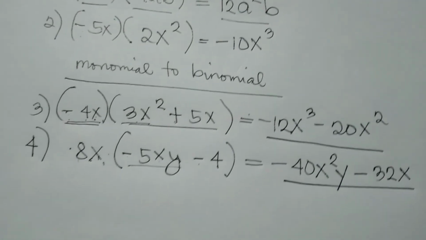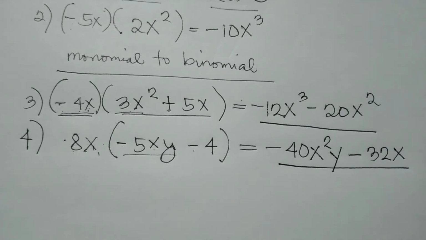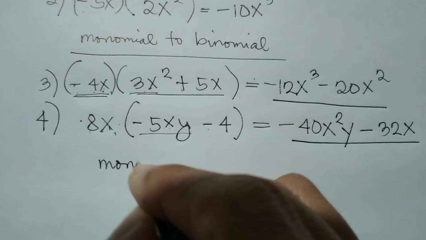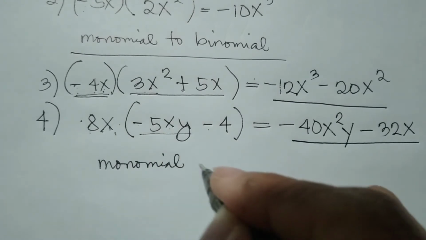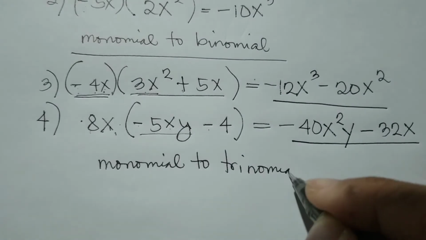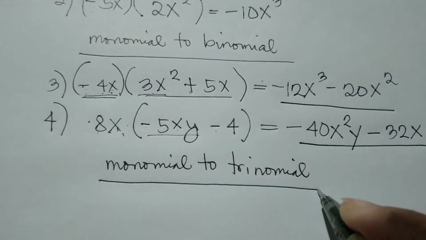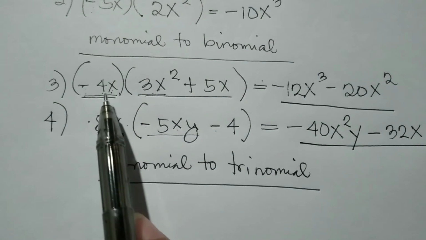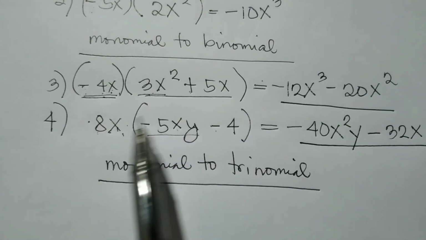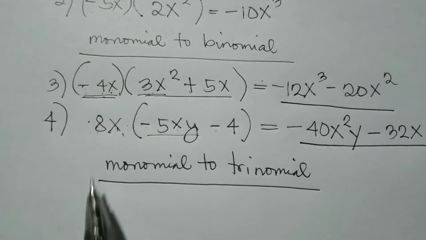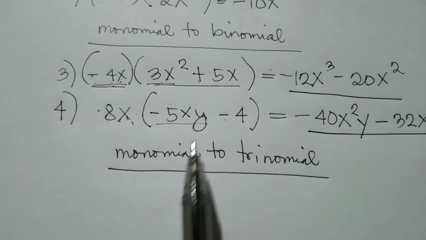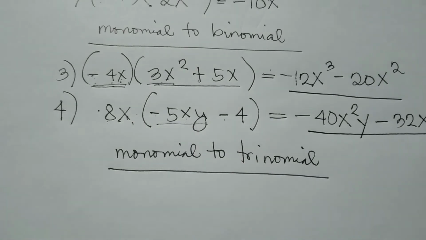So that is how to multiply monomials to a binomial. What if we have a monomial multiplied to a trinomial? You still have the same process as the monomial multiplied to a binomial. The only difference is that you have a monomial multiplied to a trinomial, which is composed of 3 terms. Here you only have 2 terms.